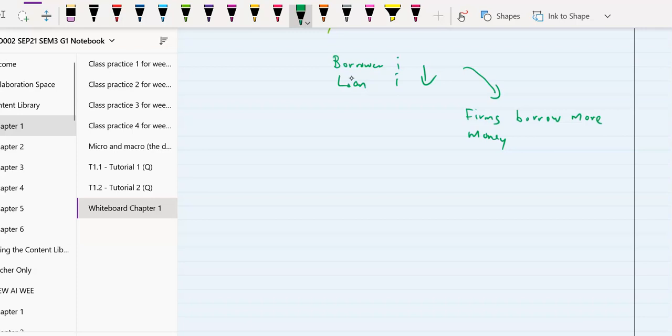Because we want to talk a little bit about investment as well, right? So firms borrow more money to do what? To do investment, but I don't want to use the word investment again and again. So what I am going to do is, when the firms have money, they will do, other than investment, what we call R&D. Maybe this time I would like to use the word R&D. R&D stands for research and development.